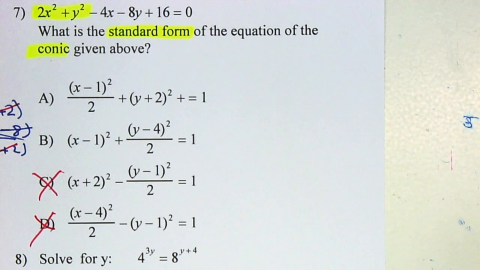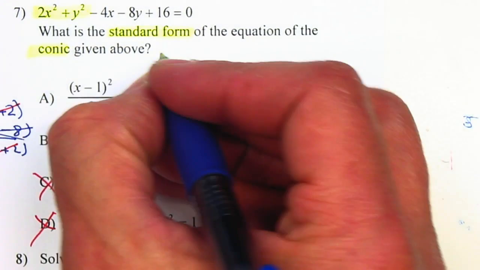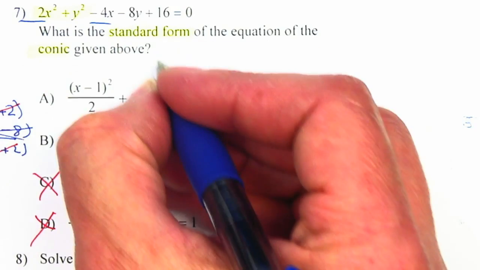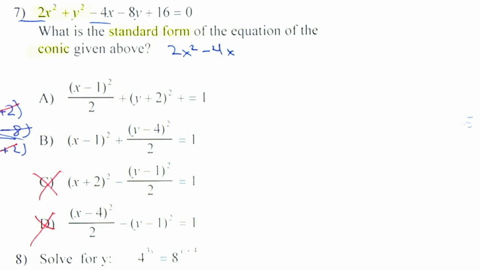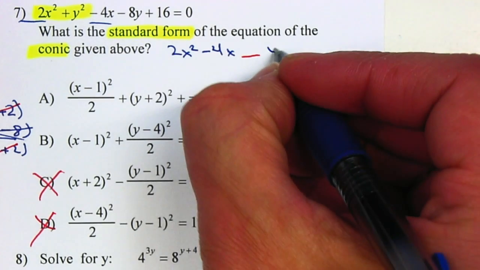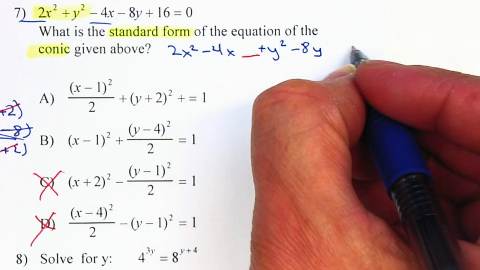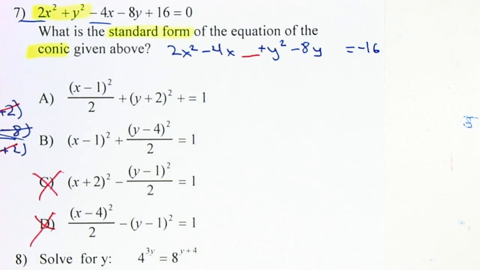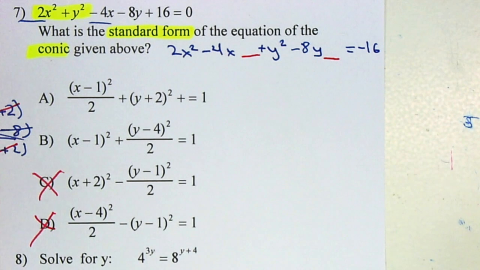In order to determine, I'll have to complete the square. Just like we've done, and we get a little better at this, which helps. I'm now going to group my x's together: 2x squared minus 4x, leave some space. I'm going to group my y's together: y squared minus 8y, and move my 16 to the left because it's a negative. I cannot complete the square here because I want to take a 2.